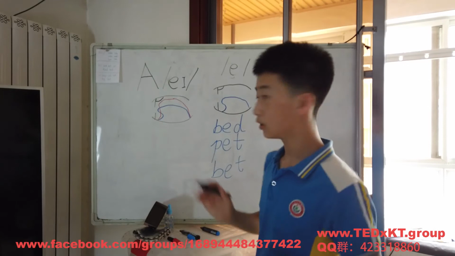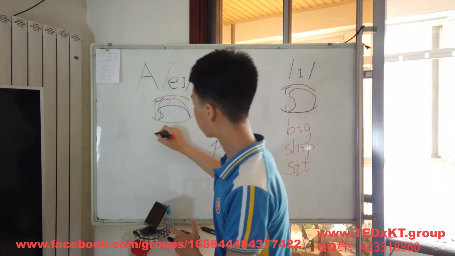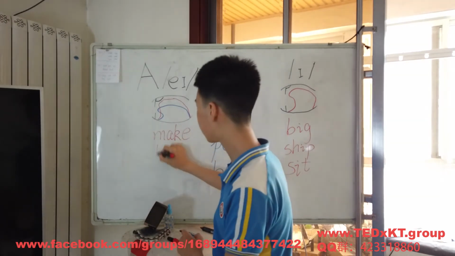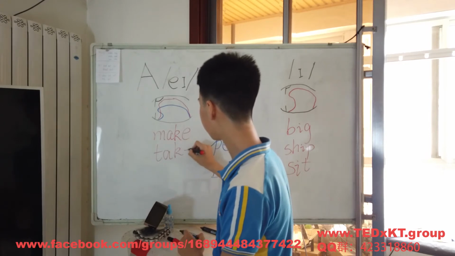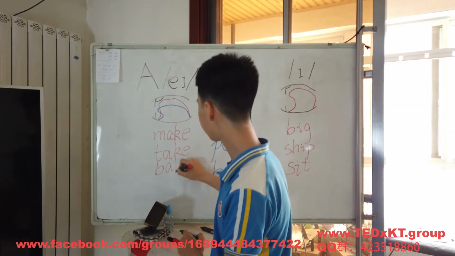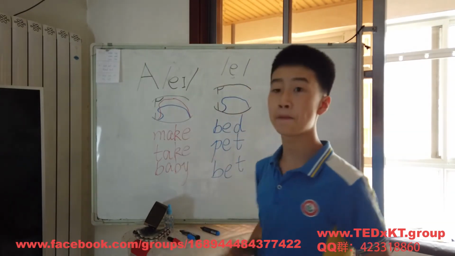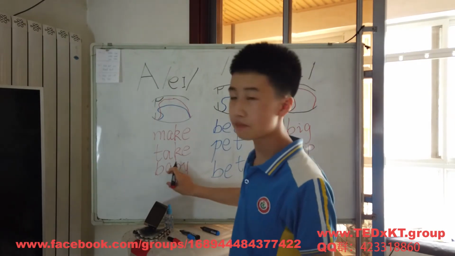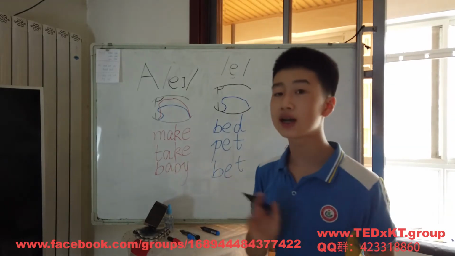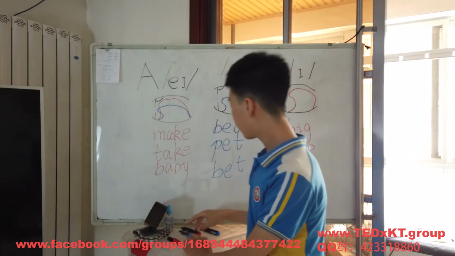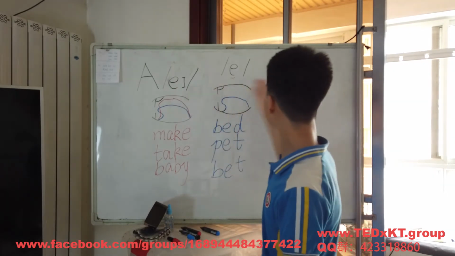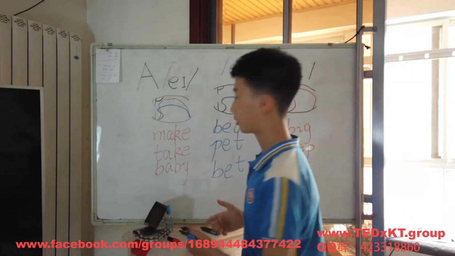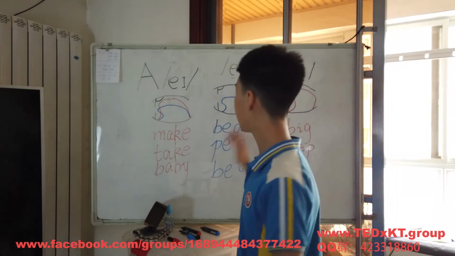Now, there are a lot of words that use this phoneme. For instance, make, take, baby. Just kind of get a feel for it. Now that you know how to pronounce these three, you have to find a way to practice, to make sure that you pronounce them right the next time you speak them in a sentence.